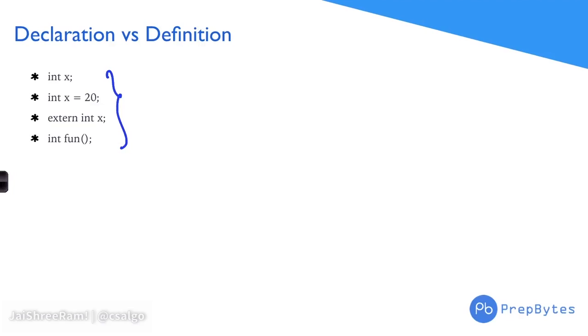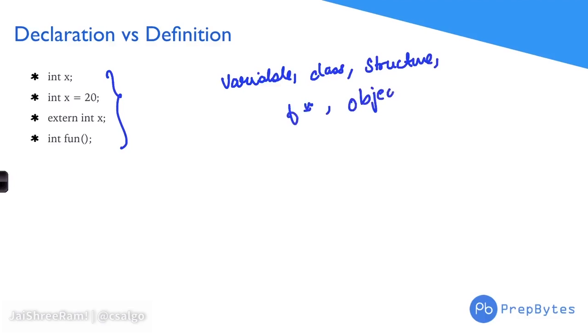Before you use any particular user defined element, it could be a variable, a class, a structure, a function, or an object, you have to inform the compiler that this particular thing exists. A variable will have a name, a class will have a name, a structure will have a name, a function will have a name, an object will have a name. Before we use that name and do any operation, we have to inform the compiler that this thing exists.